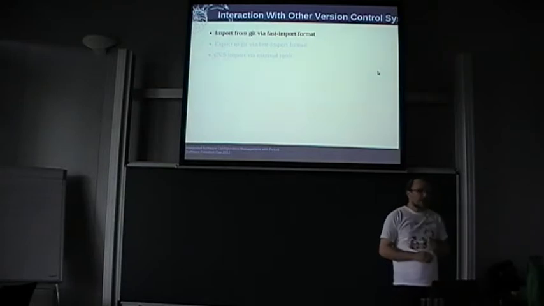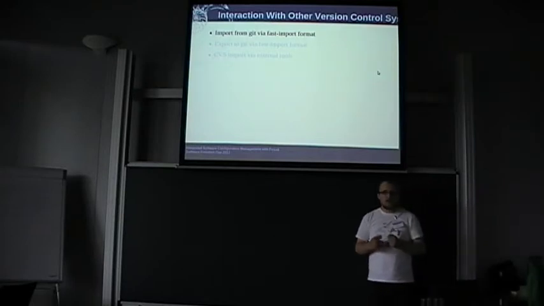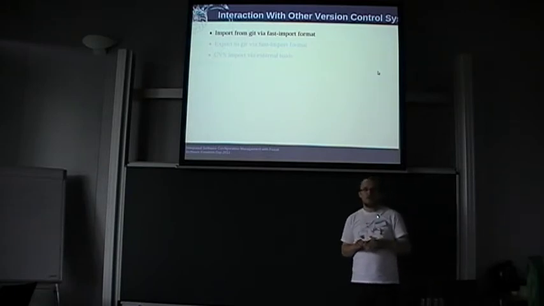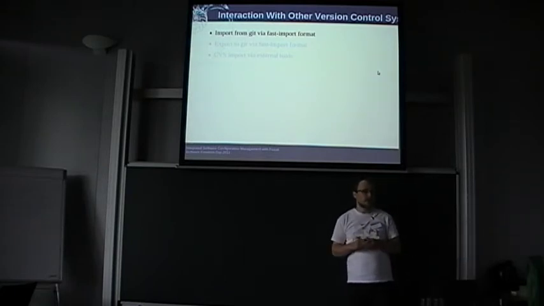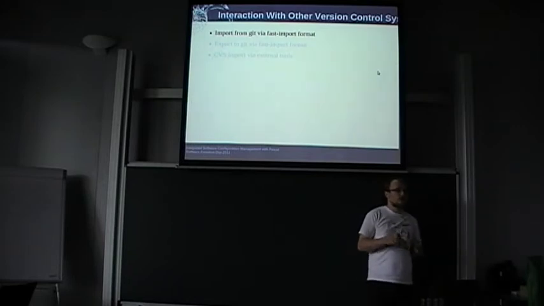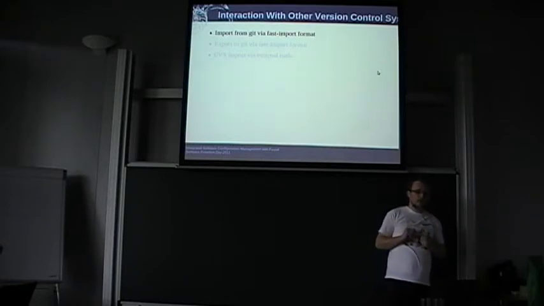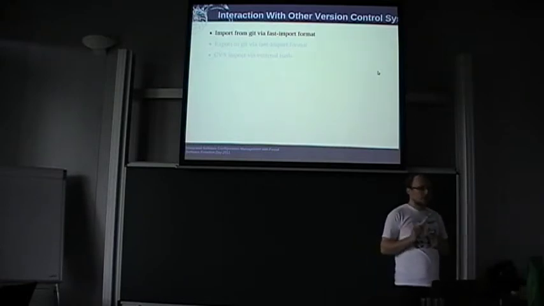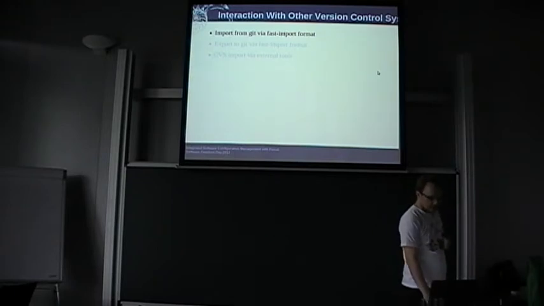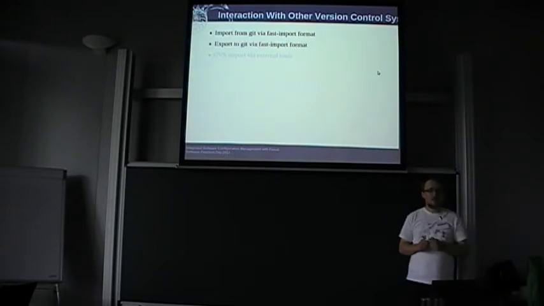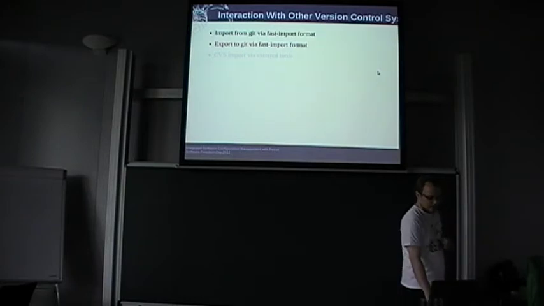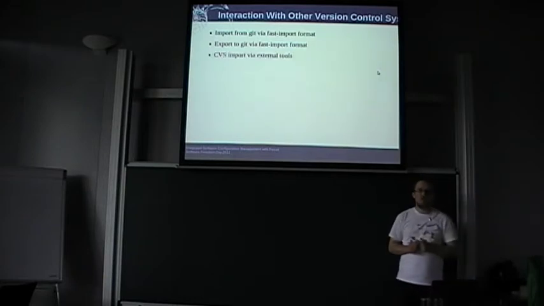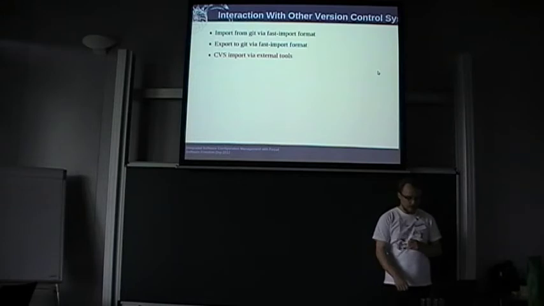So, if you are not just a small individual programmer but have to interact with a larger community, it's sometimes useful to offer the option of using a different version control system. Fossil can import Git's fast import format, can also create this, and there are some tools to import from CVS, as mentioned.